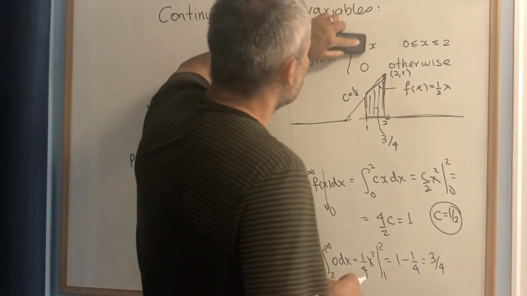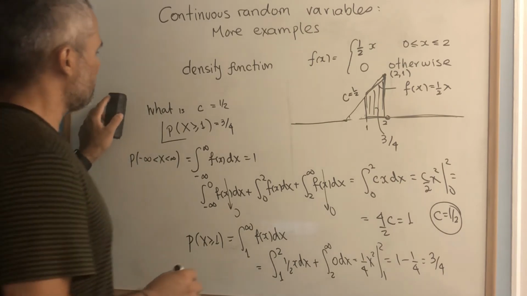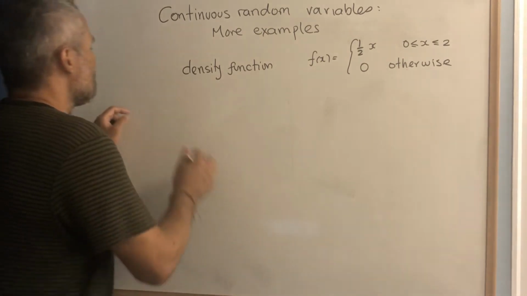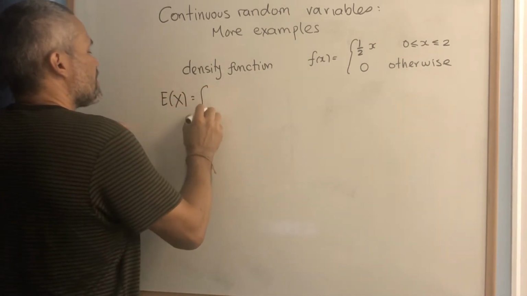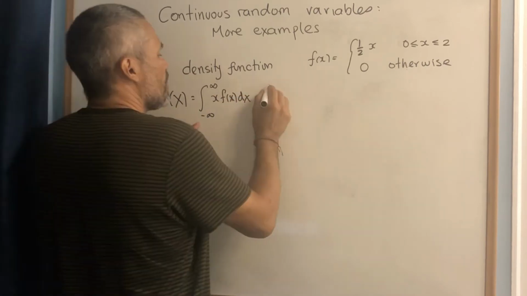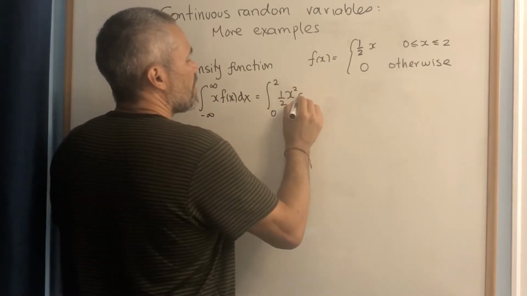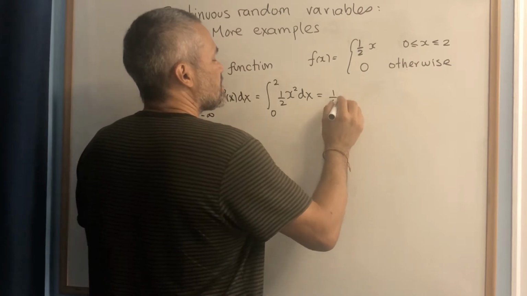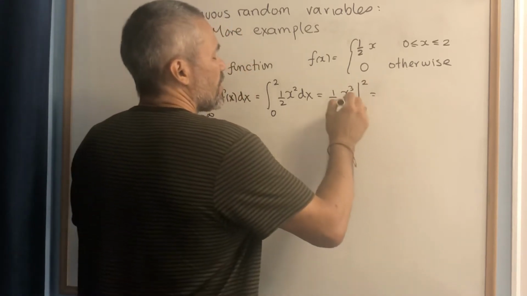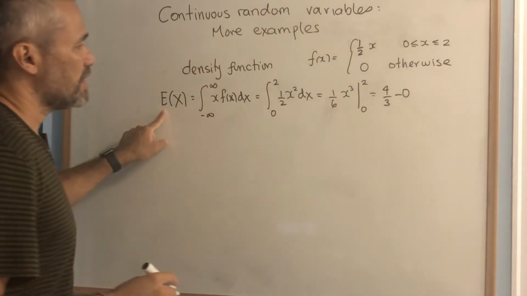Since we have this example already, let's compute the expected value, and let's compute the variance and the standard deviation. This is our density function. Then the expected value is just the integral from negative infinity to infinity of x times f of x dx, and we end up with the integral from 0 to 2 of x times 1/2 x, 1/2 x squared dx, and this is 1/6 x cubed from 0 to 2. When I evaluate at 2, I get 2 cubed is 8, so 8/6, which is 4/3, minus 0. Then the expected value is 4/3.